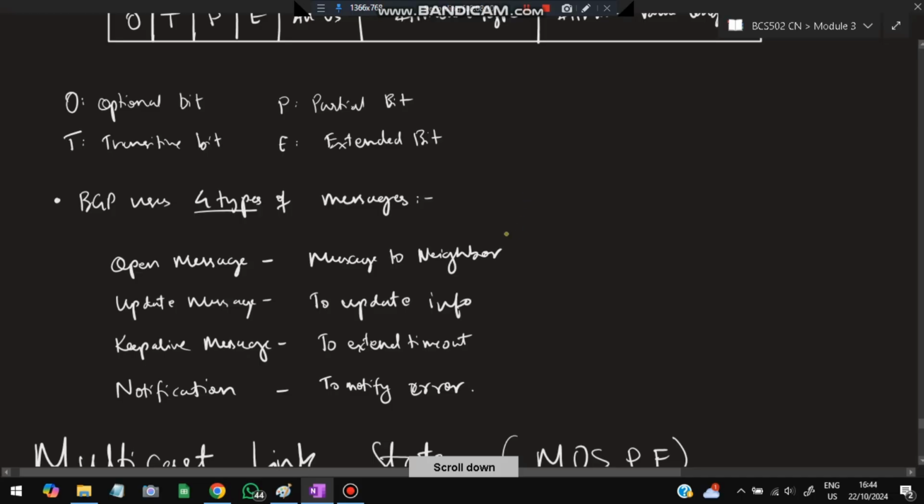Now there are four kinds of messages which can be used: open message to start a connection, update message to update some information, keep alive message to extend the timeout, or else the connection will be broken. To postpone the connection breaking, we will be using the keep alive message. Notification: if any error is there, there will be a notification.